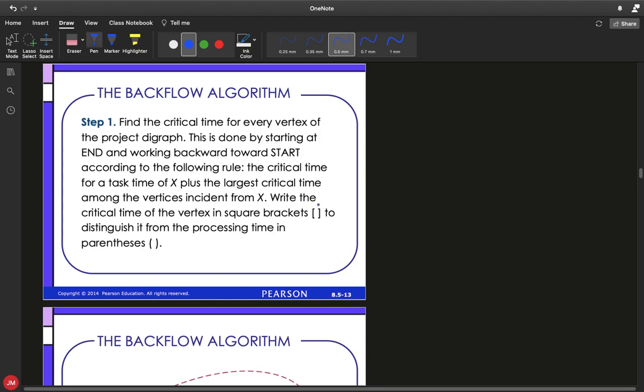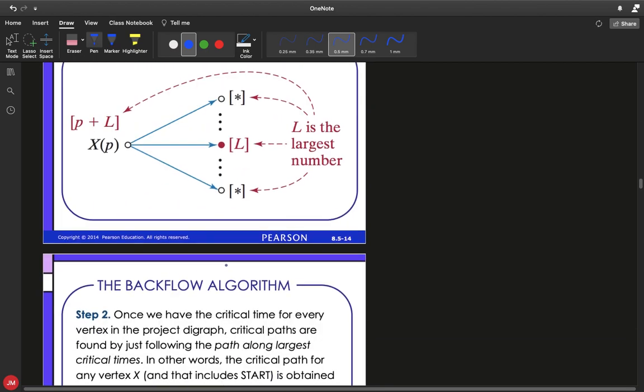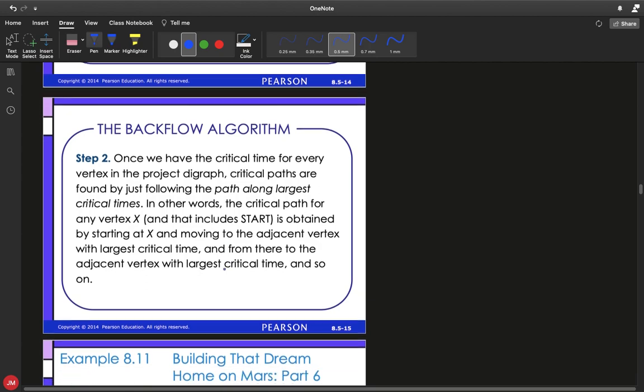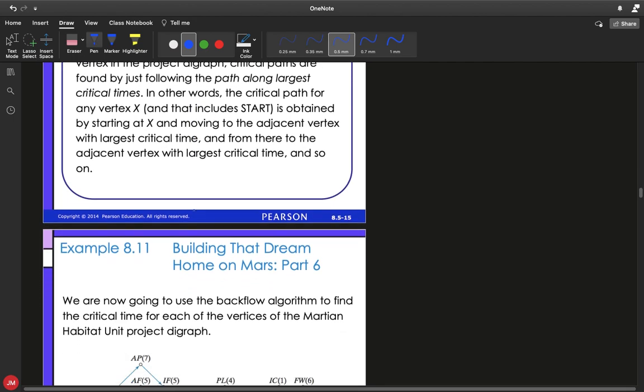What we will do for notation is we will use these square brackets instead of the parentheses to distinguish the critical time from the processing time. So we've got a diagram of what that looks like. It'll probably make a little bit more sense once we work through an example. Now step 2, once we have the critical time for every vertex, the critical paths are found by just following the path along our largest critical times. In other words, the critical path for any vertex is obtained by starting at X and moving to the adjacent vertex with the largest critical time, and from there to the adjacent vertex with the largest critical time, and so on.